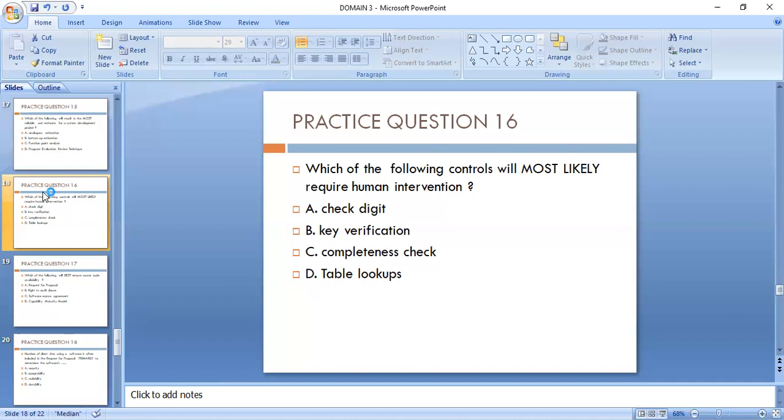So the only one that virtually requires human intervention there is B, because the checker must be replaced. The system does not just work on what the maker has put into the system. The system can only react after the checker, the second level check, has been reposted. So there's a reposting when you are using key verification. So the best answer here is B. This question is basically testing your knowledge of these controls.